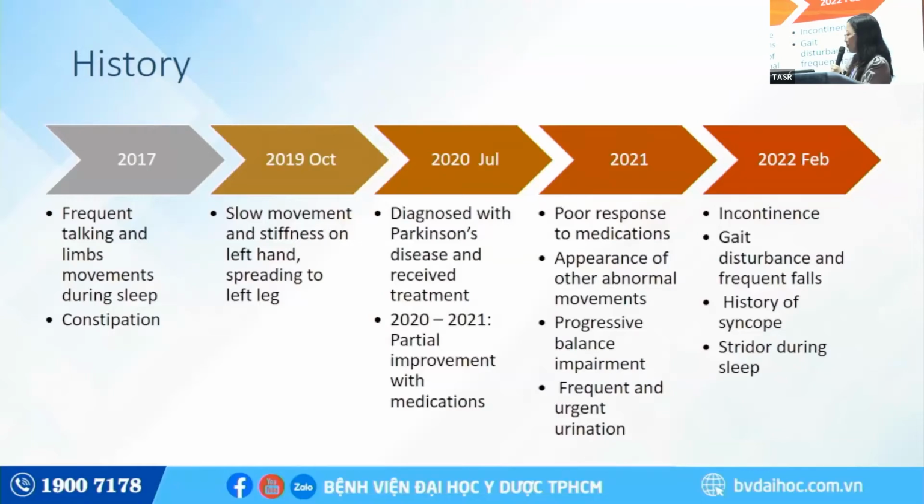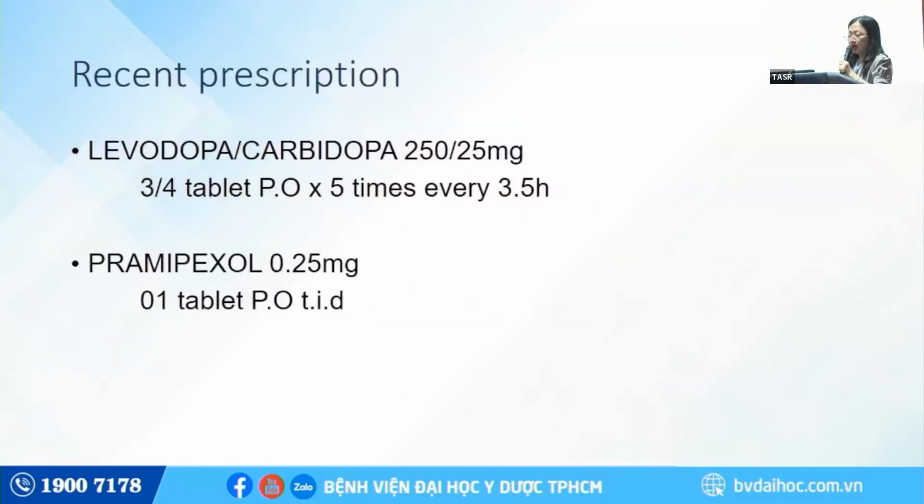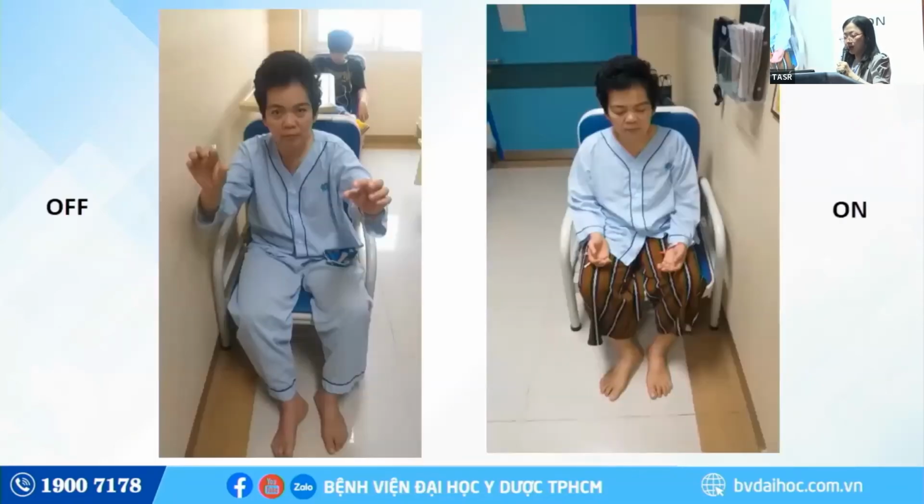Yeah, and her previous prescription before coming to us, she used levodopa, carbidopa 5 times a day, and pramipexole 3 times a day. So this is the video of the patient. On the left side is during off stage, and on the right side during on stage.